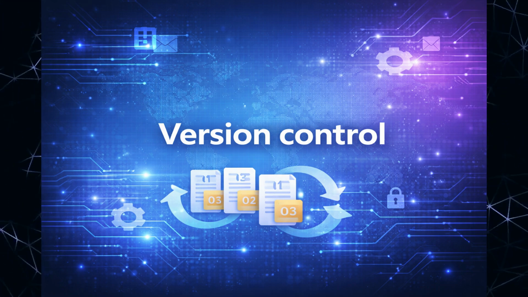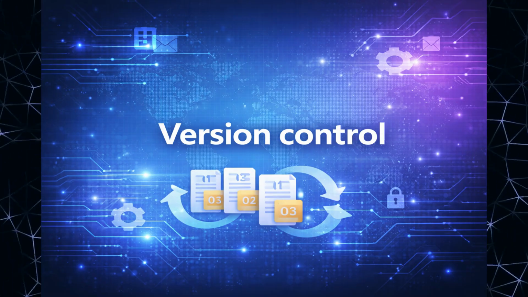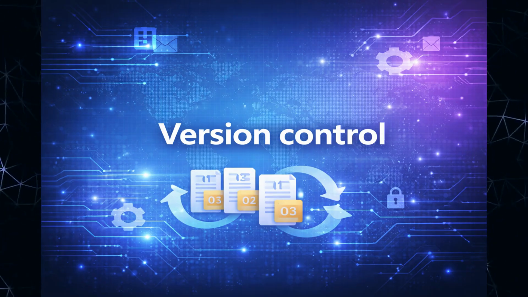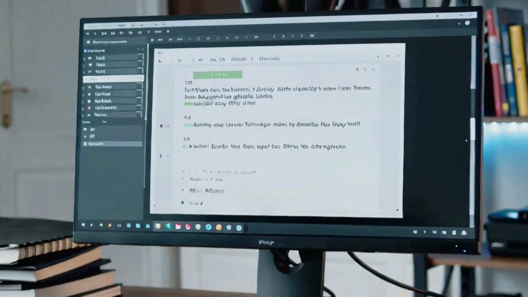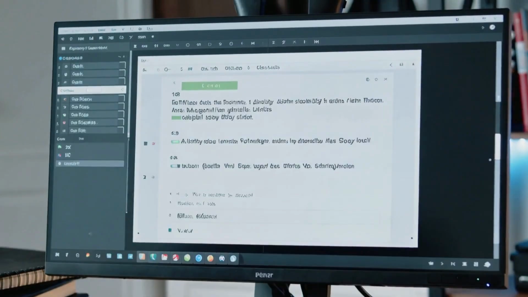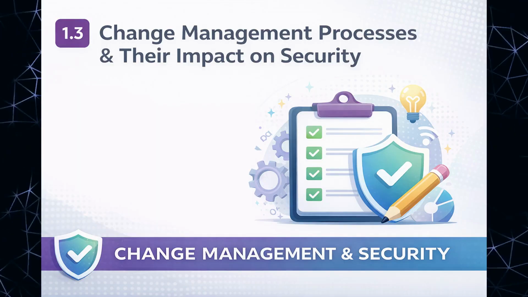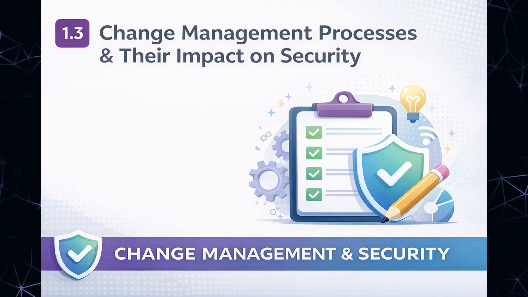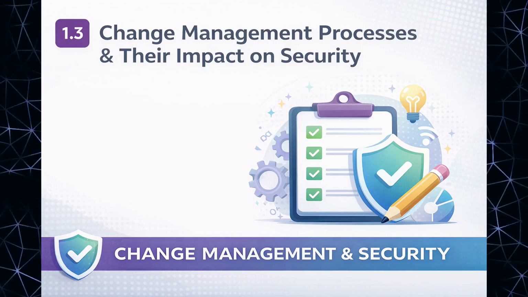Finally, we have version control. This focuses on tracking and managing changes to systems, configurations, or code over time. Version control ensures that all changes are recorded, allowing teams to review previous versions, identify what was modified, and restore a system to a known good state if needed. It also helps maintain consistency, supports collaboration, and prevents unauthorized or untracked changes that could introduce security risks.